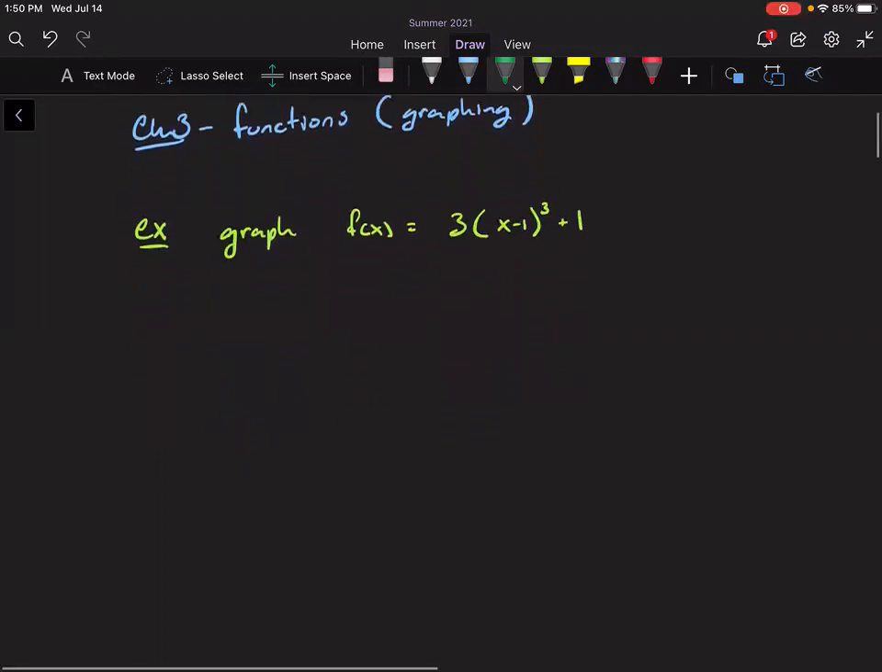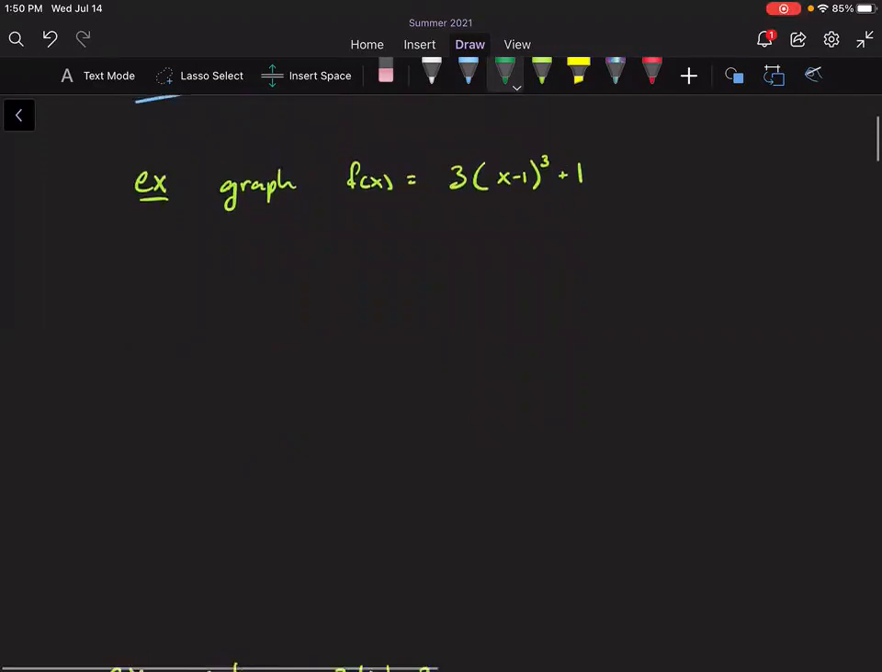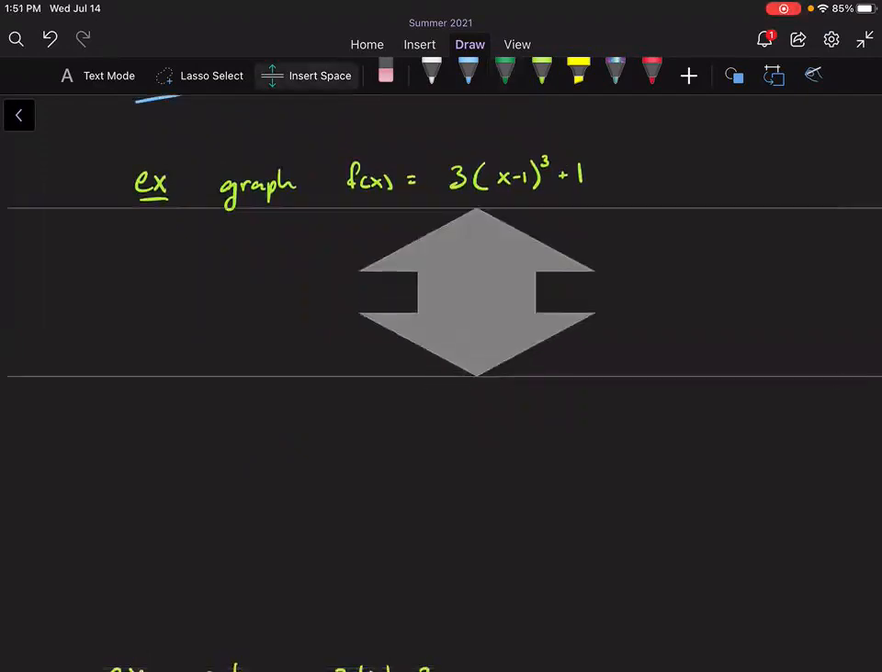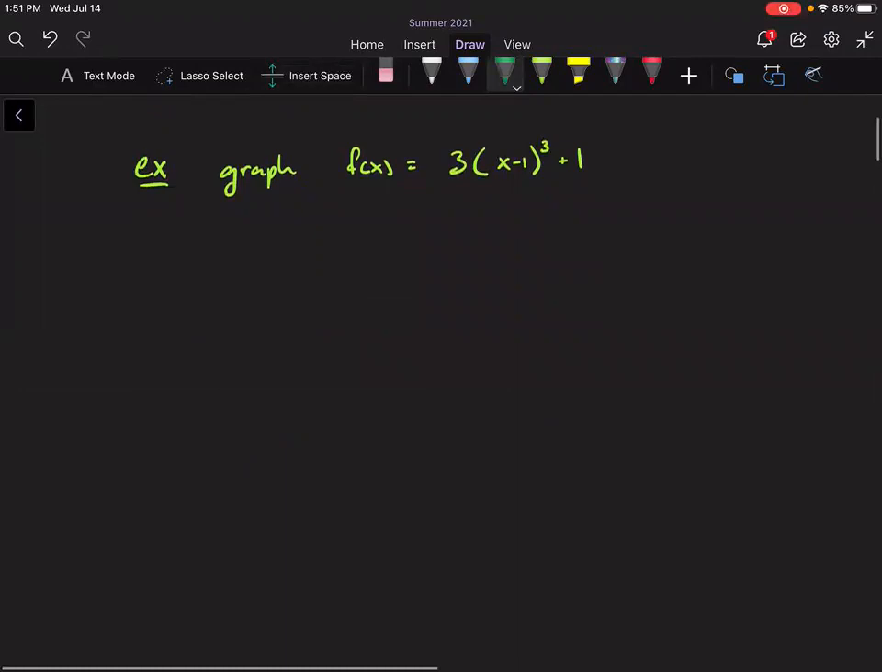Okay, so our first example is to graph this function. f of x equals 3(x minus 1) cubed plus 1. The first step in these problems is always to identify the parent function. The parent function is the basic function that we know how to graph. So here, this function kind of looks like a cubic. It has an x cubed term. So our parent function is g of x equals x cubed.